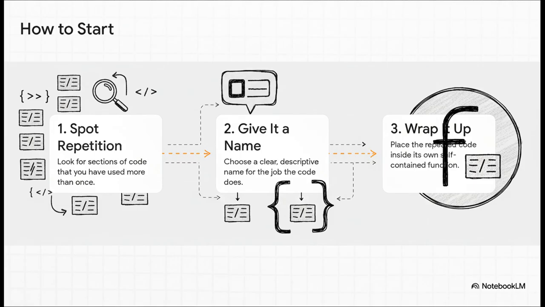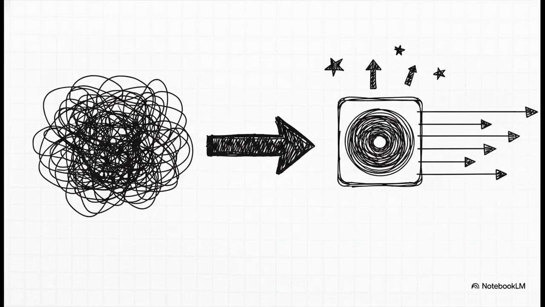Second, think of a clear name for what that little chunk of code does. Something like format username or calculate grand total. And finally, just wrap that repeated code inside its own function. That is it. Seriously, you don't have to overthink it.